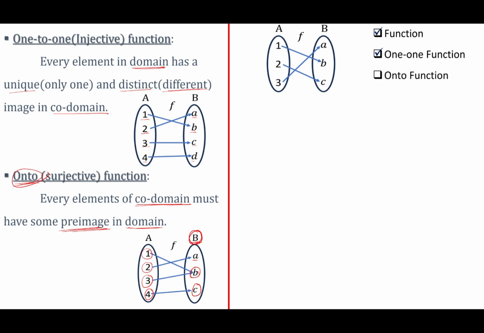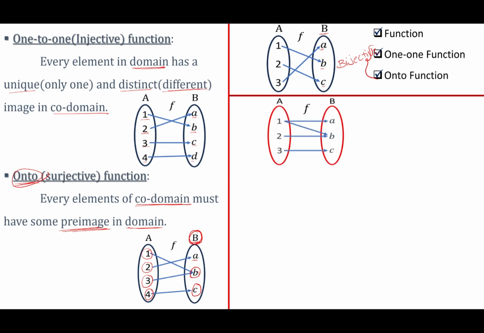Is it an onto function? For an onto function you have to check set B. Every element of set B must have a pre-image in set A. Yes, A, B, C, everyone has a pre-image. So it is also an onto function. Remember, if a function is 1-1 and onto, it is called bijective, which means this function is both 1-1 and onto. Another example.